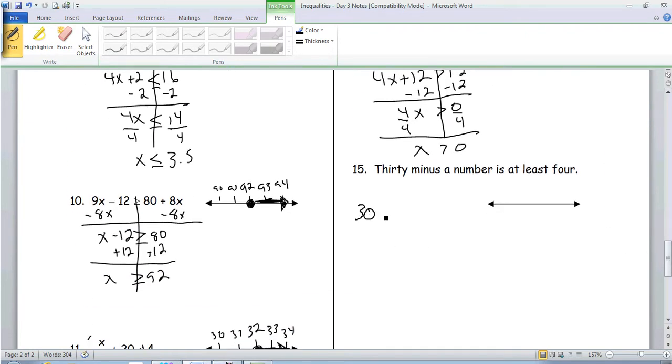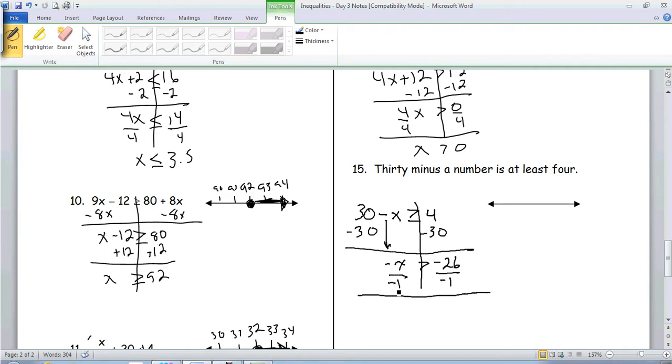30 minus a number is at least 4, so it can be equal to 4 and it can be greater than. So remember, when we have this minus sign that's there, we're going to bring it down. It becomes a negative. It's greater than or equal to negative 26. In order to get rid of a negative, we're going to divide by negative 1. That changes it to a positive.